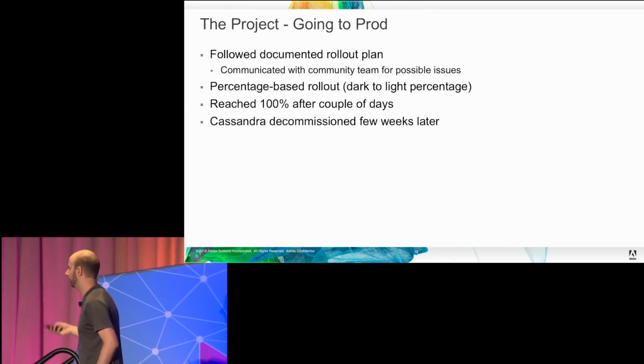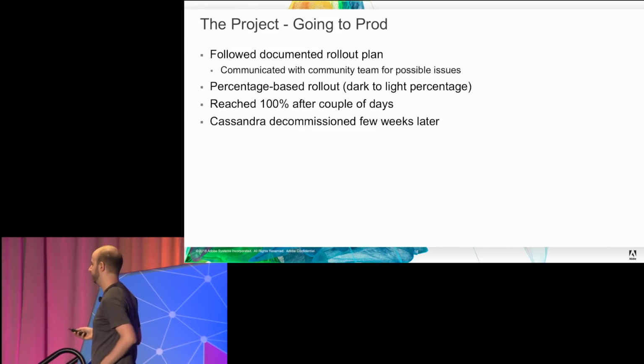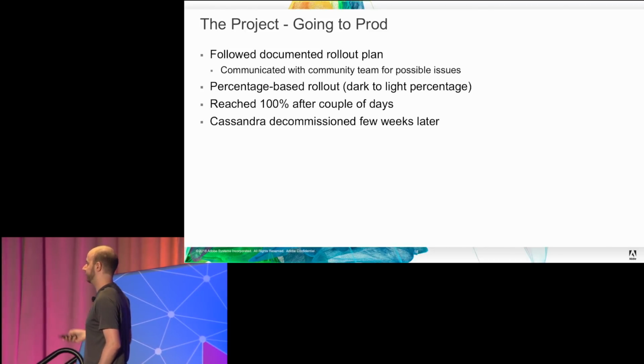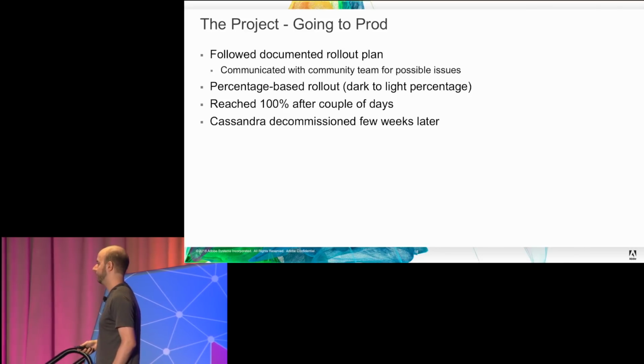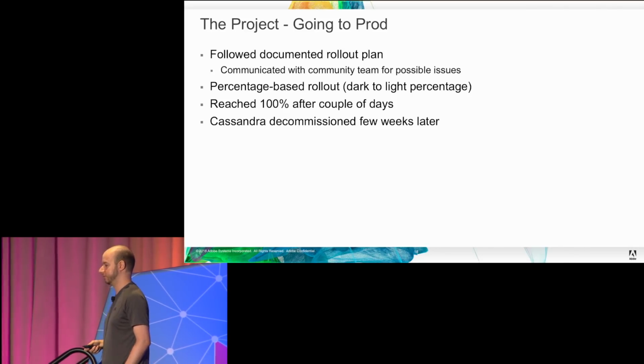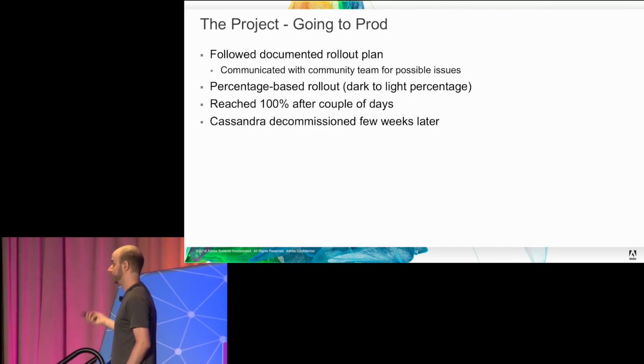So going to prod, we followed a documented rollout plan that my colleague Mike developed for us, a percentage-based rollout. We dealt with our community team to make sure there were no issues. We made it to 100% after a couple days, and we decommissioned our Cassandra cluster a few weeks later.